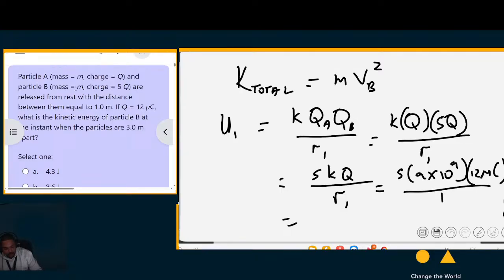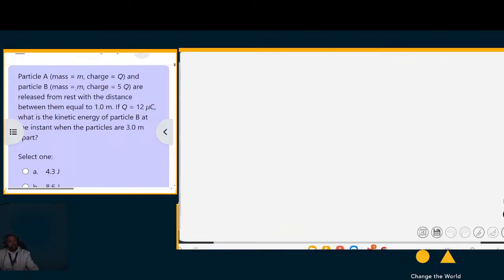That gives us an answer of 6.473 joules. Okay, so 6.473 joules is the initial potential energy when they are 1 meter apart. Now, what is the final potential energy? How do we calculate it? The same method. We will calculate the final potential energy using the same method.